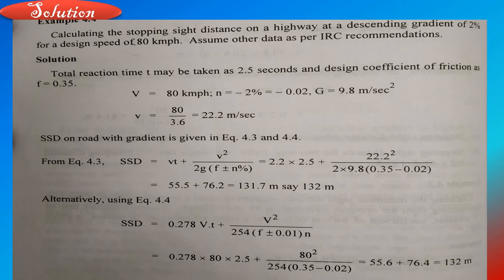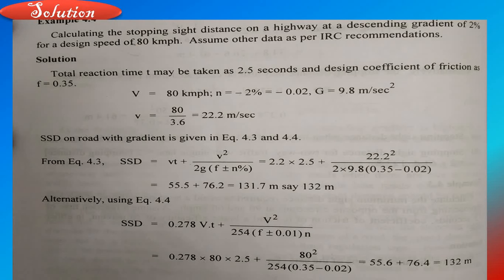So here SSD in the first case. From the equation in the SSD derivation, it is Vt plus V square upon 2g into (f plus or minus n percentage). Why are we using plus or minus here? In the sense, we have an ascending gradient and also a descending gradient. So that's why we use this final formula. Depending on what is required from the question, we can use negative or positive. Here a descending gradient is given, so we can take negative.